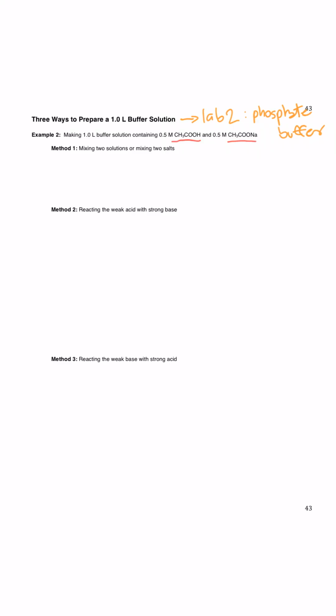The buffer that we are going to prepare today will contain 0.5 molar of acetic acid and 0.5 molar of sodium acetate. This 0.5 molar means that 1 liter of the solution contains 0.5 mole of acetic acid. Same for 0.5 molar of sodium acetate as well. In 1 liter there is 0.5 mole of sodium acetate.